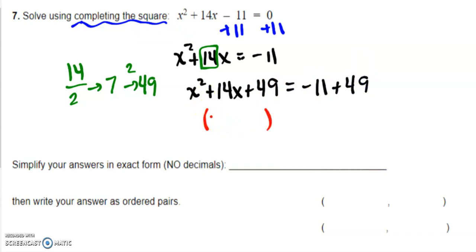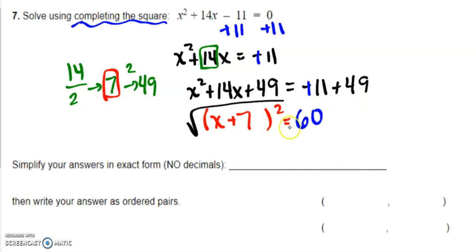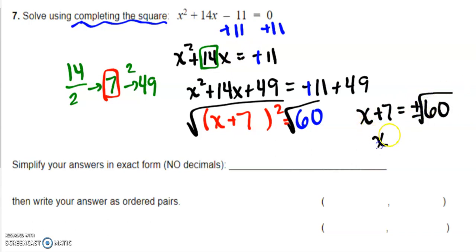Over here, I'm going to get x plus 7 squared. And on this side, I'm going to get negative 11 plus 49, oh my goodness, that should be a plus 11. My apologies. And I get 11 plus 49, which ends me with 60. Taking the square root of both sides, I get x plus 7 equals plus or minus the square root of 60. And then I'm going to subtract the 7 to the other side. So minus 7 plus or minus the square root of 60.